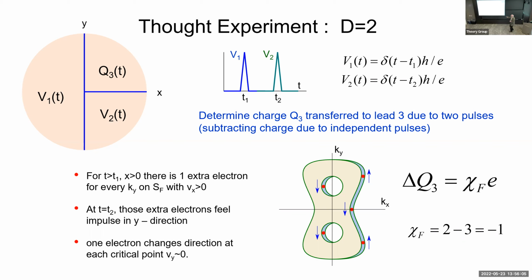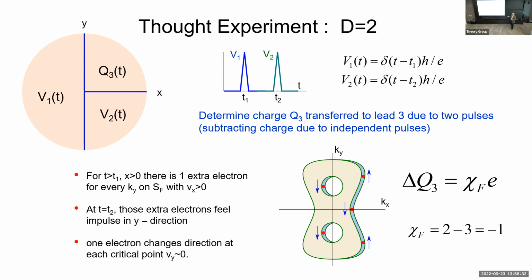So for every value of k_y on the Fermi surface after the first pulse, there's going to be 1 extra electron moving to the right. And then there will be a hole moving to the left, but that's going off in the other direction, so we don't care about that. Okay? So after the first pulse, I have 1 extra electron in all the blue shaded regions here. This is a hypothetical Fermi surface that has a couple of holes in it.